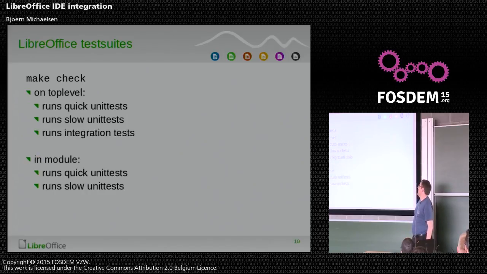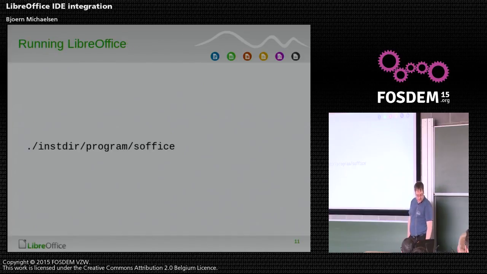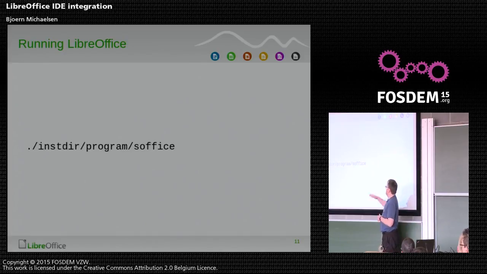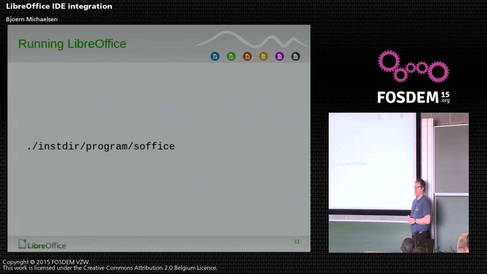Then you have the high-level make check target, which is also just like any of the other autotools projects. So this is the way that you can build it, and then you have in this directory instdir/program soffice, which you can just start right away and try things out from there. Of course, the alternative is to use make debug-run, which runs LibreOffice directly under the debugger.